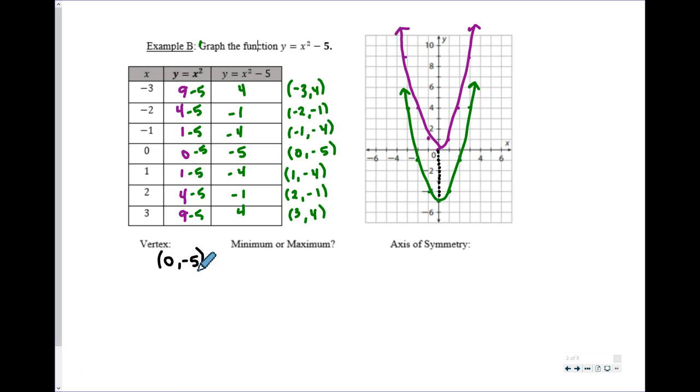So when we subtract something from the x squared, we're just moving it up and down is the idea. It is still a minimum, and its axis of symmetry is still that through the y-axis here, right? So it's still going to be x equals 0. Okay? So that's vertical up and down shifts when we move the vertex.